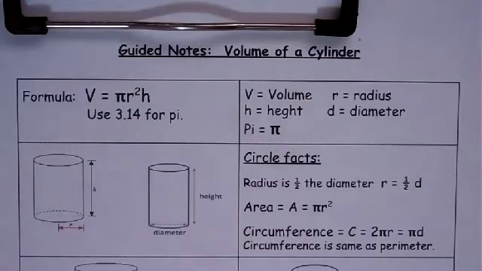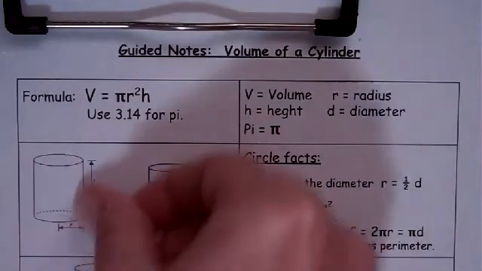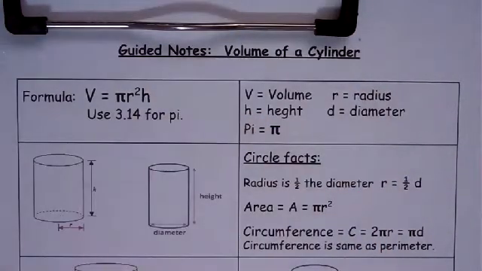The guiding notes that go with this video deal with the volume of a cylinder. Now, you've all learned in the past that a cylinder is a 3D, or three-dimensional, shape that looks like a can. Could be a soup can, a drink can, anything that has a round bottom and top and is straight up and down on the sides.